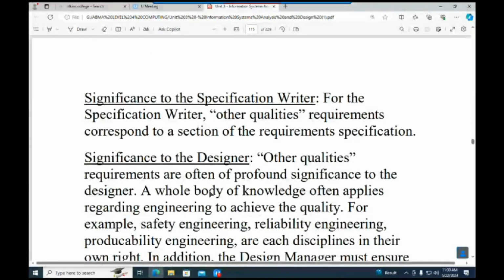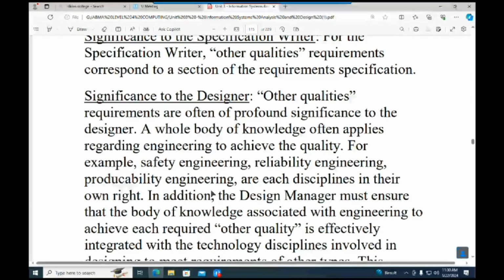Now, to the writer, the other quality requirements need to correspond to a section again in the requirements specification. To the designer, you have the other quality requirements that are profound.